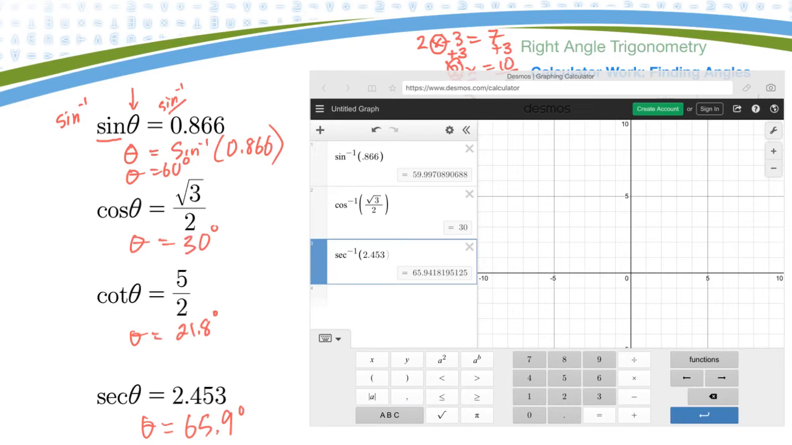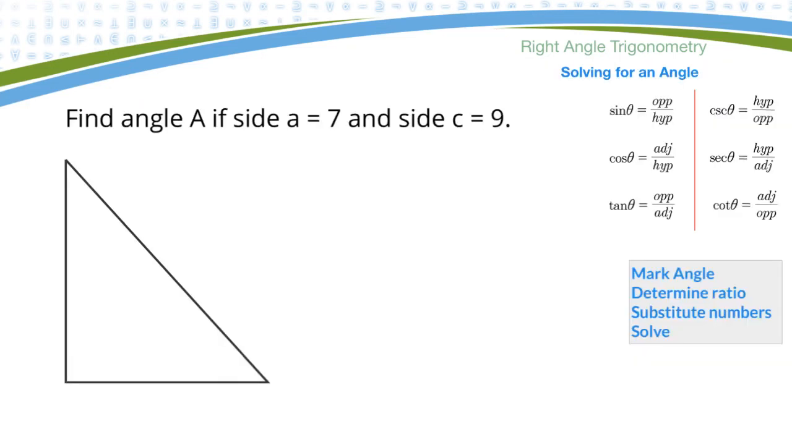Okay, let's go to looking at a right triangle and determining some things from it, given some particular information. So here they want us to find angle A if side A is 7 and side C is 9. So I need to use those tools I did just before on my calculator and my knowledge of these ratios to figure out some information.